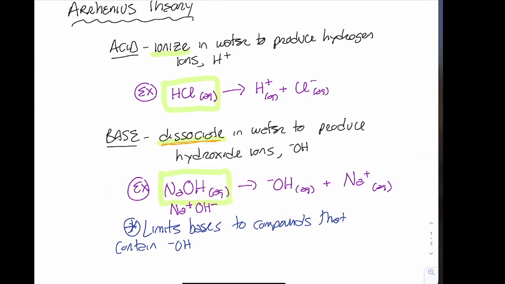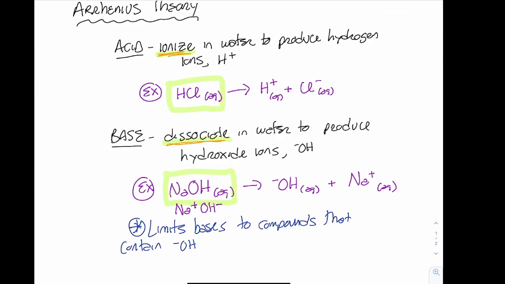So the word ionize, right? That means we're making ions from a covalently bonded compound. I'm producing ions from something that was not ionic. So this is not ionic, but we're producing ions. This is ionic, and I'm just dissociating them, right? They were associated, and I'm breaking them apart. So it is a difference.